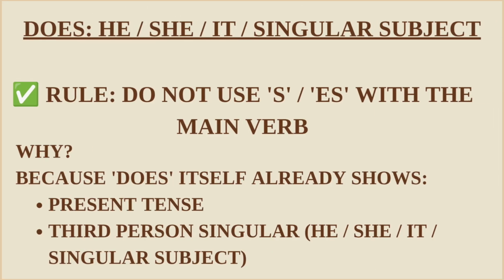Now we are aware that we use does with he, she, it and singular subject. There's a rule that needs to be followed. Do not use s or es with the main verb. Why? Because does itself already shows present tense, third person singular.